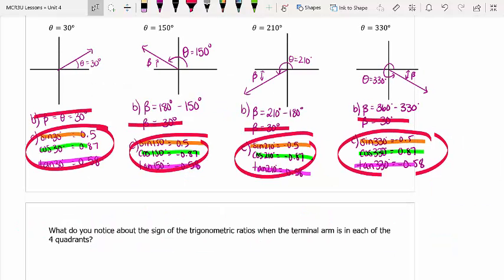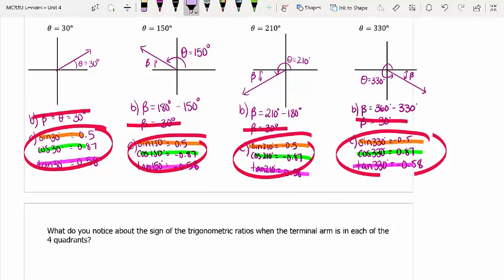The next thing I want you to look at is what do you notice about the sign of each of the ratios when the terminal arm is in each of the 4 quadrants, okay? So let's look at that. In this first example here, the terminal arm is in quadrant 1, okay? And every ratio is positive. Those are all positive numbers. So let's write that down. So when the terminal arm is in quadrant 1, sine, cos, and tan are all positive.